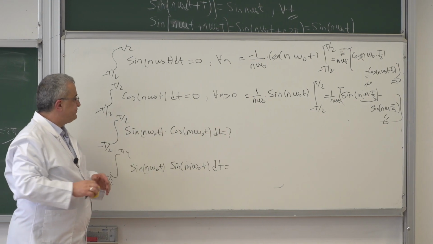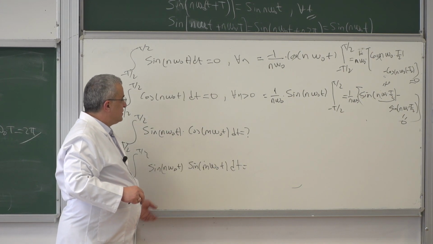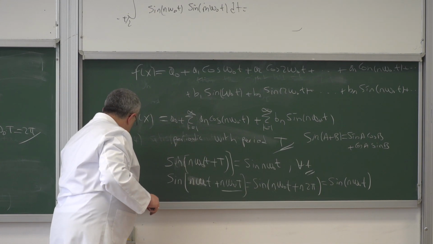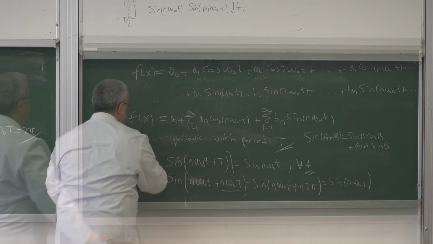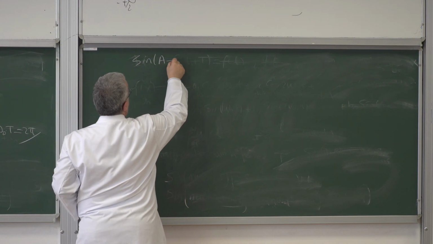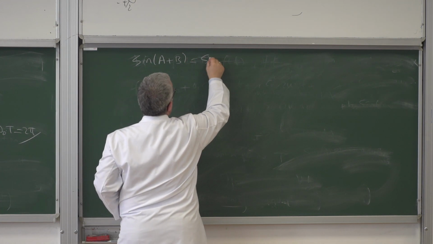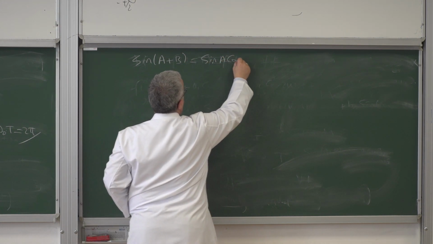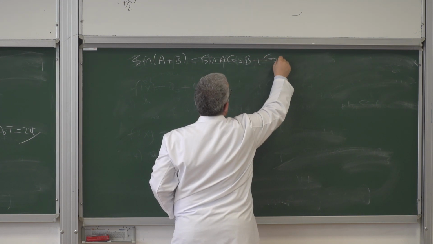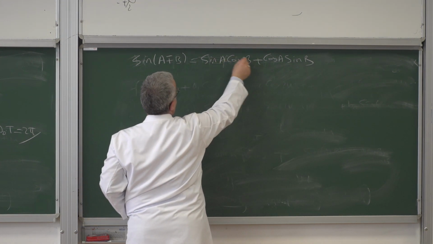How about this? Let's talk about this one. For that, we need to remember a formula. Sine of A plus B is equal to sine A cosine B plus cosine A sine B. Last week we did that. And if this is minus, this is minus.